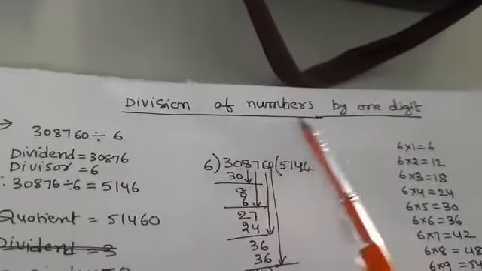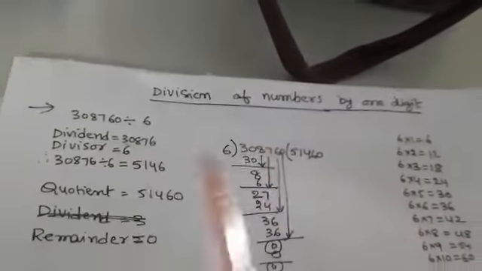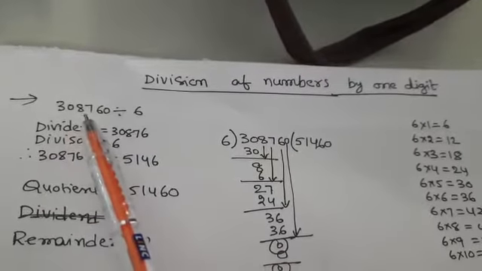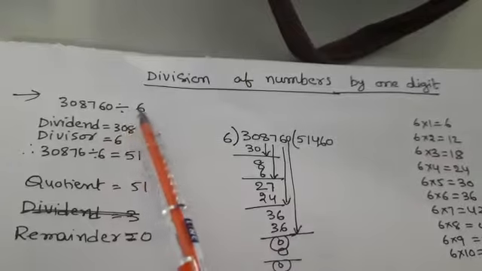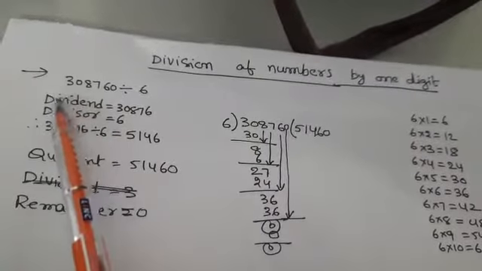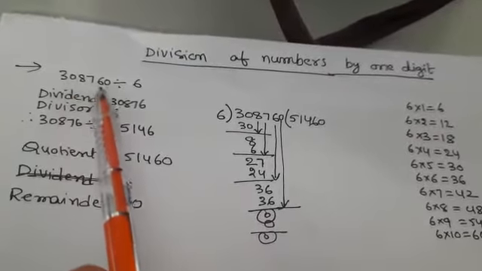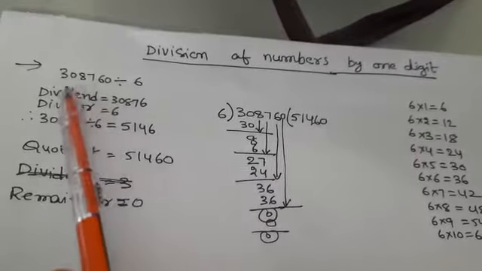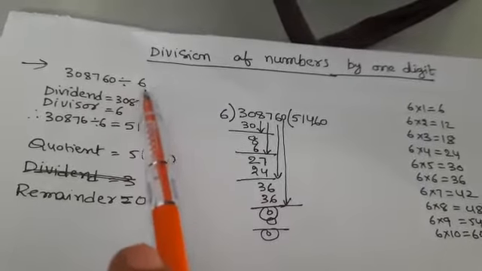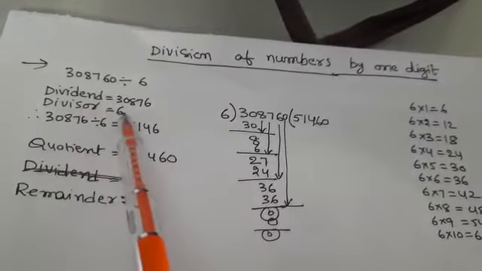Listen children, division of numbers by one digit. Here, 3,08,760 divided by 6. The number which is divided is called the dividend. The number by which we will divide is called the divisor.